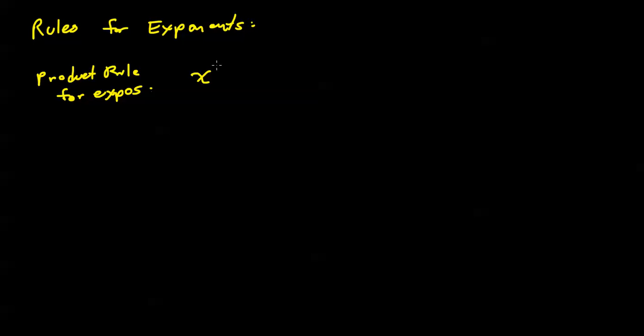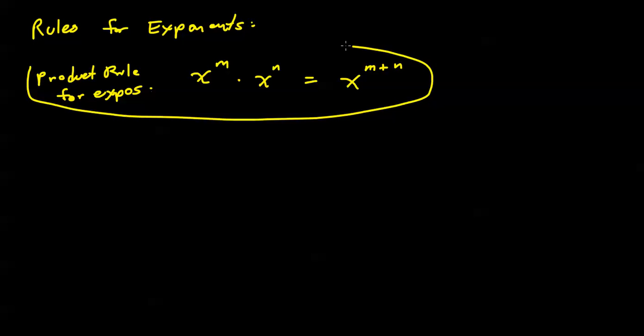If I've got x to the mth power times x to the nth power, well, basically I'm multiplying factors with the same base to perhaps different exponents. I keep the same base and add the exponents. So x to the mth times x to the nth is x to the m plus nth. That's our product rule for exponents.